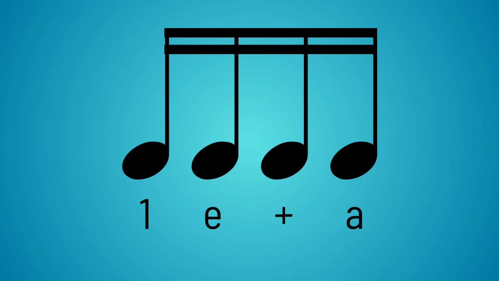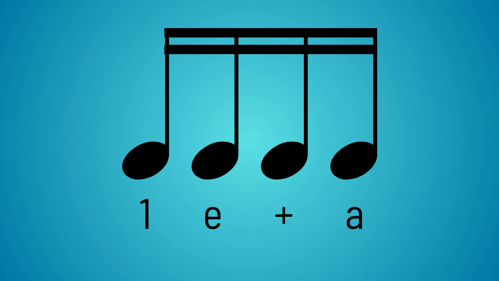We commonly count 4 16th notes as 1, E, and, A. For the second beat, we would say 2, E, and, A. For the third beat, 3, E, and, A. And for the fourth beat, 4, E, and, A. The number marks the beginning of the beat. The syllables E, and, A divide the rest of the beat into equal parts.